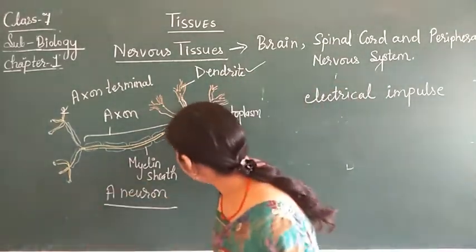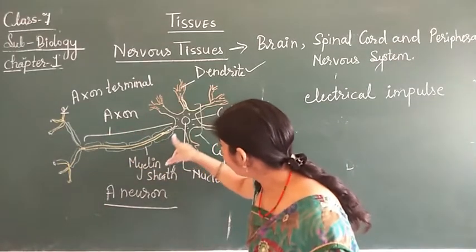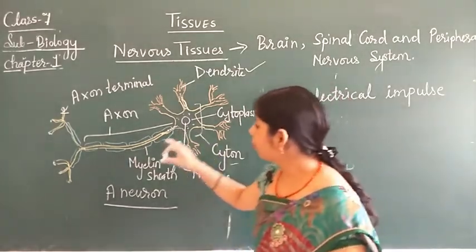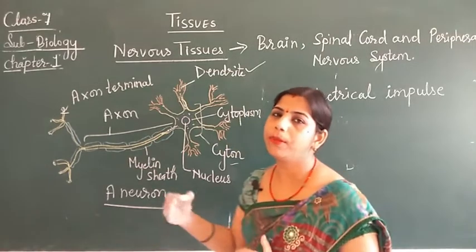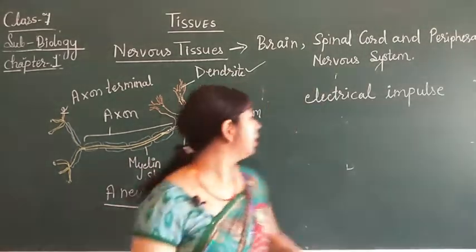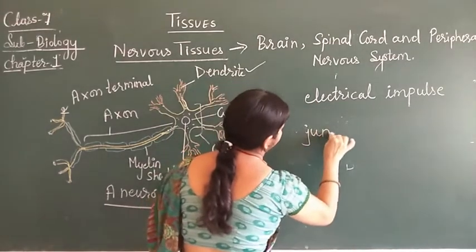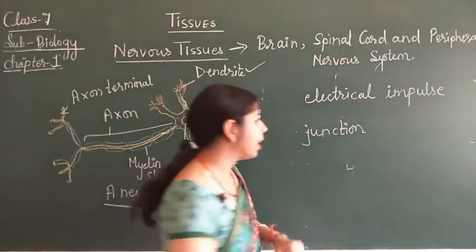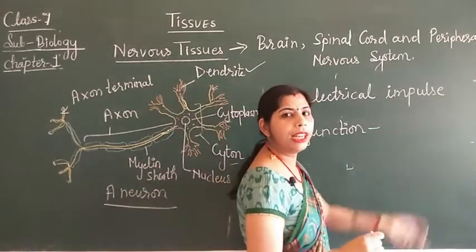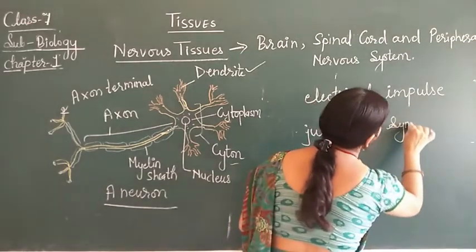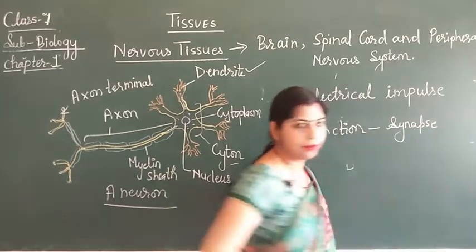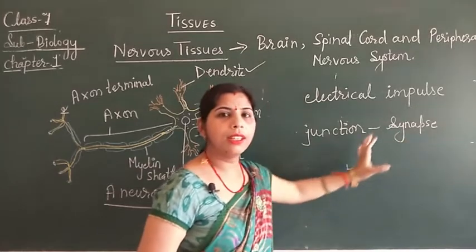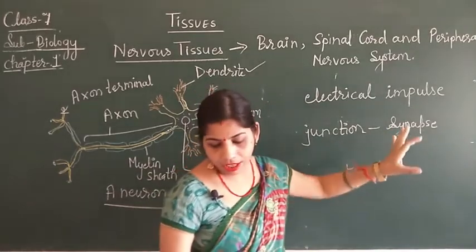And look at the structure of the axon. Here a myelin sheath covering is there. This myelin sheath is important because it provides insulation to the axon and it also helps to transmit the message in an easy way. Now, the junction where two neurons are attached, at the axon terminal with the dendrite, that junction is known as the synapse. So synapse is the junction where these neurons are attached with each other.